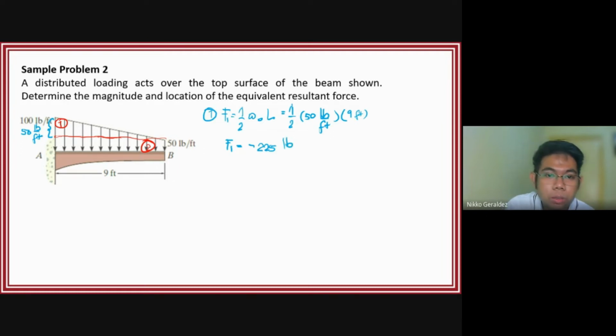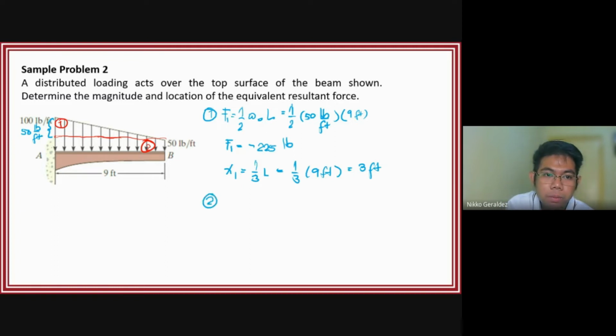The next, first, the position of the resultant force of the triangular load. We measure from point A. What is X? We call it X bar. Measured from point A, it is 1/3 L, so 1/3 times 9 feet, which is equal to 3 feet.